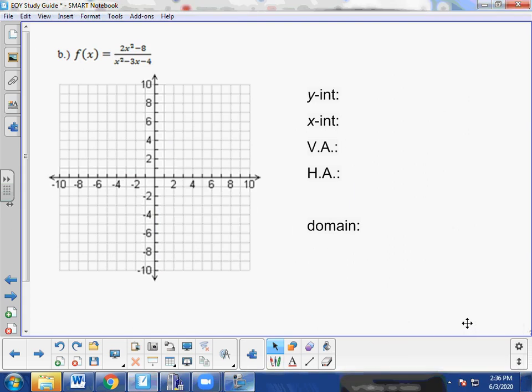6b is very similar. So let's go ahead and do 6b. I'm going to go ahead and factor the numerator. The numerator would factor into 2x squared minus 4, and then that would factor into 2 times x minus 2 times x plus 2. The denominator would factor into x minus 4 times x plus 1.